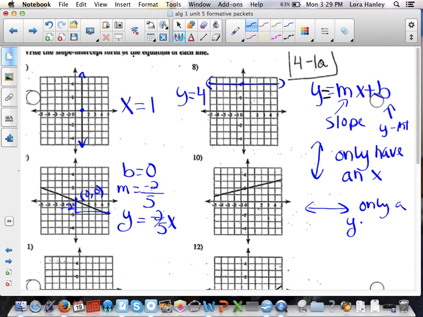And remember to check yourself when you're finished. If you have a decreasing line, your slope should be negative. And we definitely have a decreasing line. Let's look at one more here, number 10.